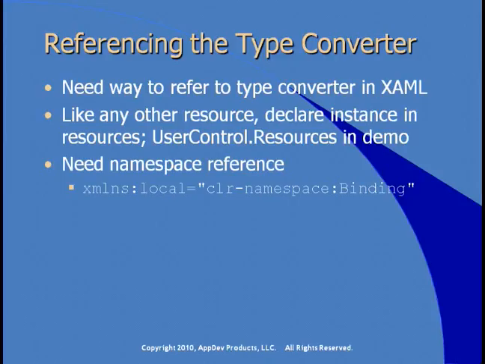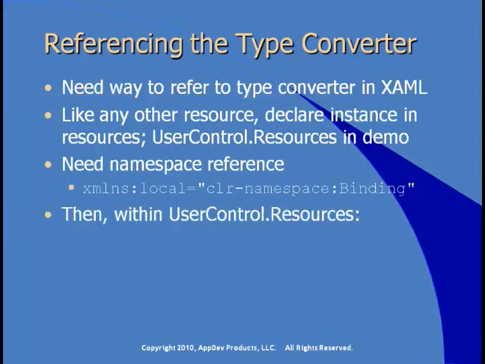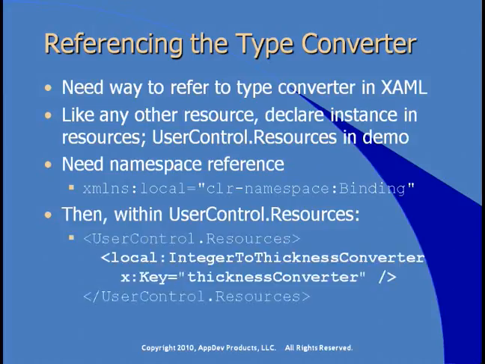clr-namespace allows us to refer to any namespace in the .NET framework, and Binding is a CLR namespace that refers to our current project. Then, within UserControl.Resources, we add local:IntegerToThicknessConverter. That's the name of the class we'll look at in just a moment. And then x:Key lets us supply a key, a name that refers to that object. Then, when we need the converter, we create an instance of that class and call it thicknessConverter and use it as our converter. Well, let's look at the actual code in the converter at this point.